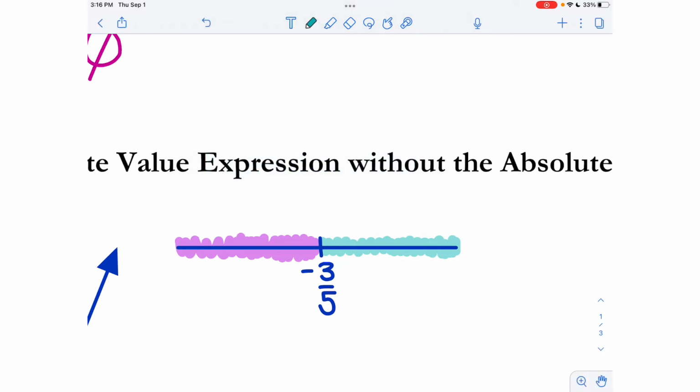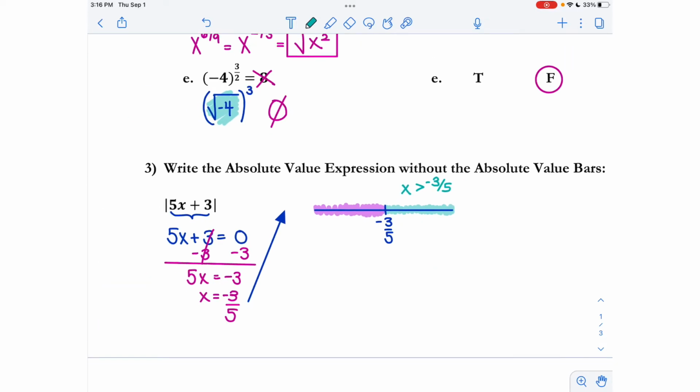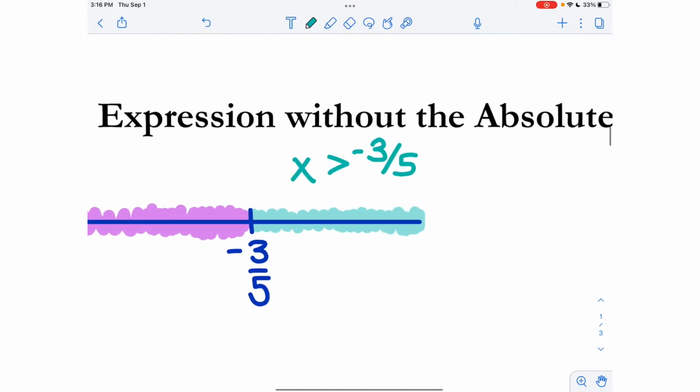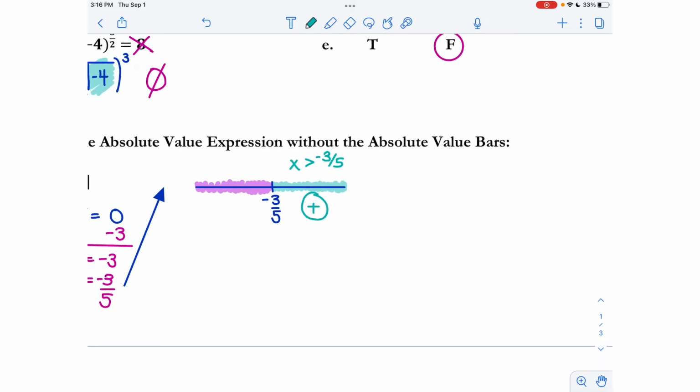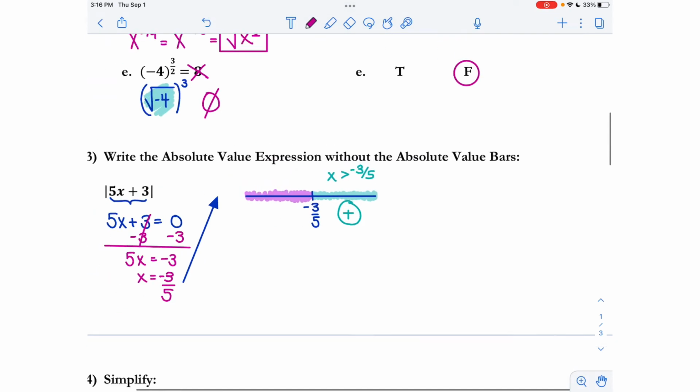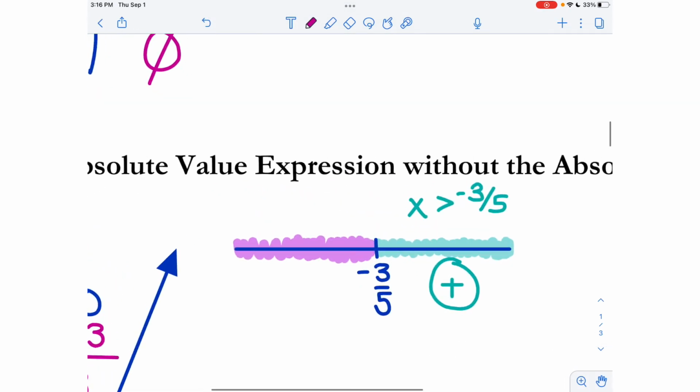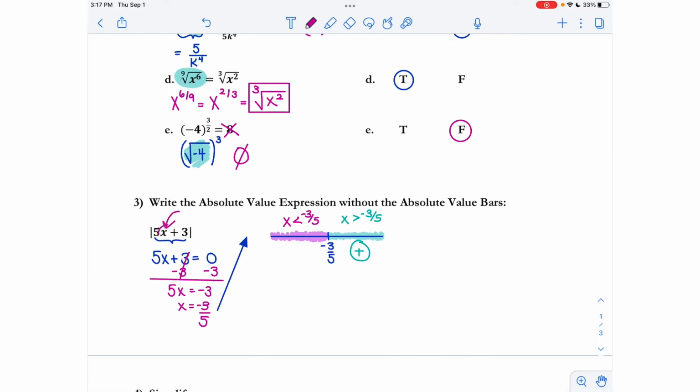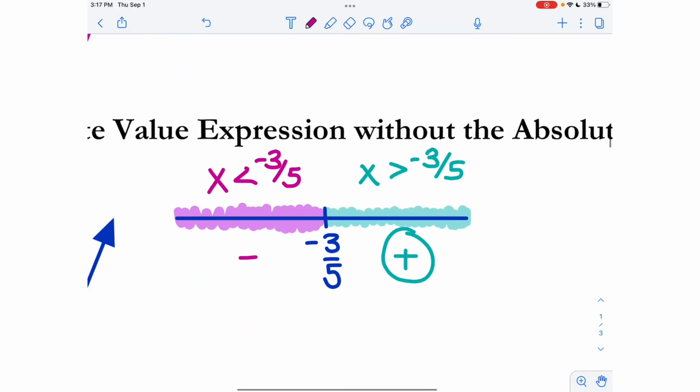So when x is greater than -3/5, I'm going to pick a number like 0. If I plug in 0 for x into this, then I get +3, which means all of the numbers over on this side are positive. And if I pick a number smaller than -3/5, like -10, if I plug in -10 here, I get -50 plus 3, which is negative. So that is all I'm doing.